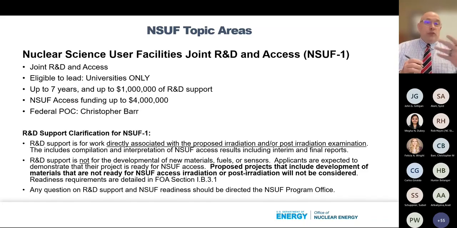The specific topic areas for this, as mentioned, are two topic areas. They look generally identical in that we have fuels and materials with R&D support, and sensors with R&D support, and then what we call access only. So for NSUF 1, we're providing R&D funding for up to 7 years, except those are really reserved for the big, long irradiation tests: up to $1 million of R&D support, and access funding up to a limit of probably about $4 million.